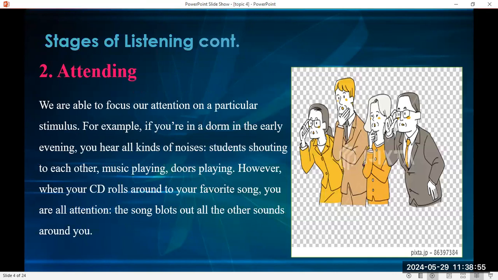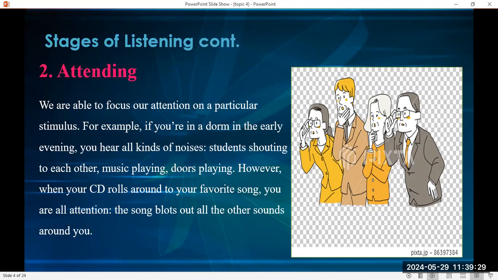Stage number 2, it's attending. After receiving, you attend. Attending means what? We are able to focus our attention on a particular stimulus. For example, if you are in a dorm in the early evening, you hear all kinds of noises. Students are shouting to each other, music is playing, doors are being shut and opened.